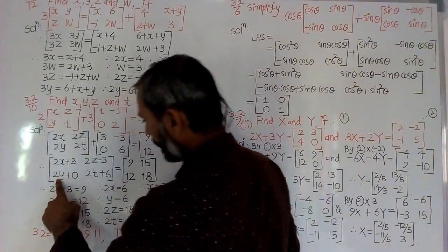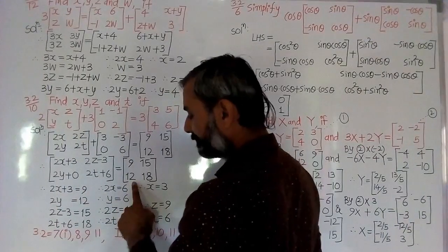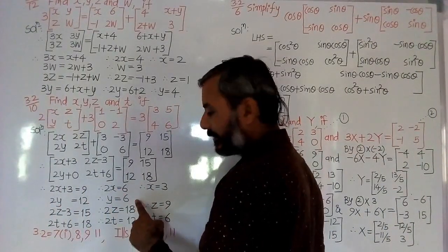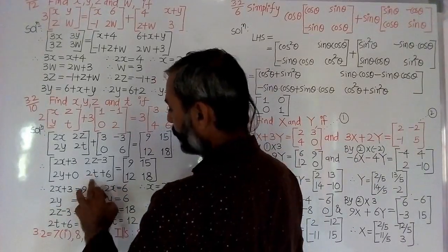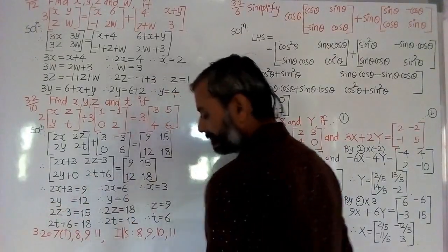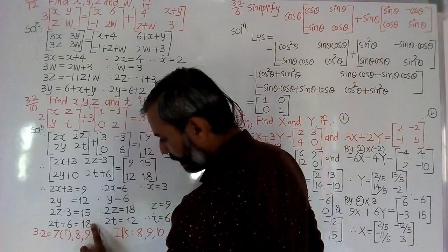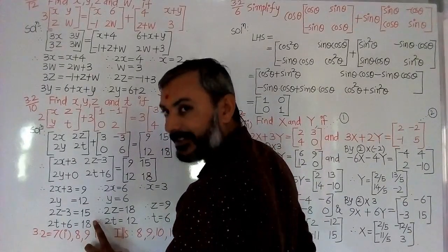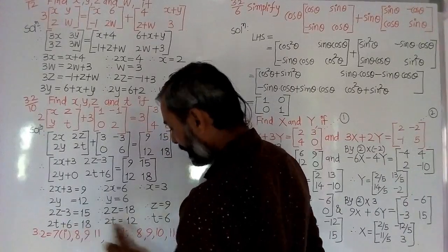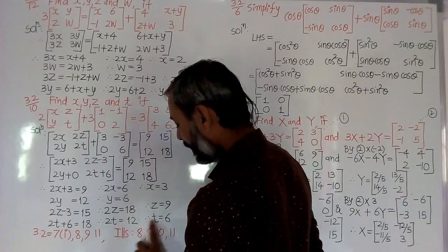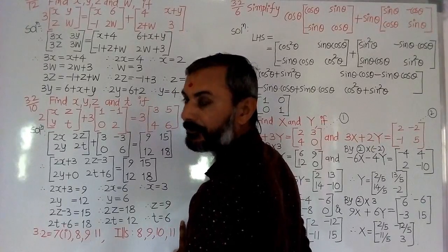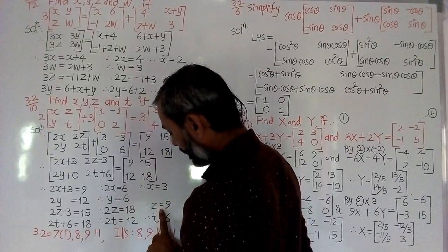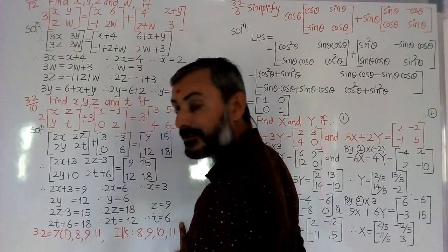Then 2y equals 12, so y equals 6 because we divide by 2. 2t plus 6 equals 18. 6 taking to the right side, it will be subtracted from 18. So 18 minus 6 is 12. 2t equals 12, t equals 6. So your answer is x equals 3, y equals 6, z equals 9, t equals 6.